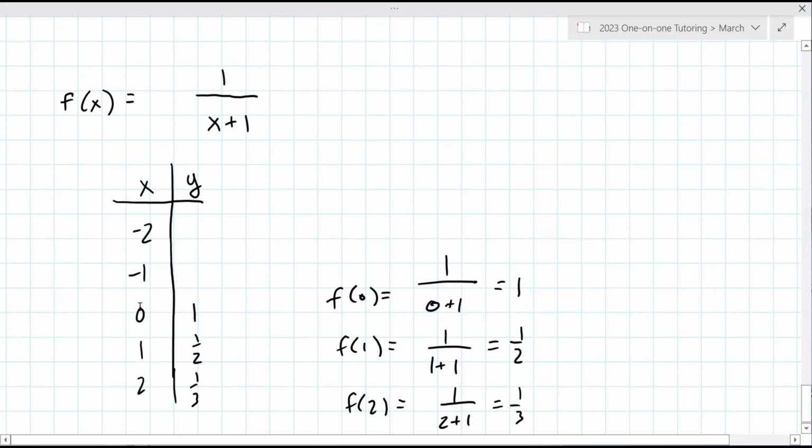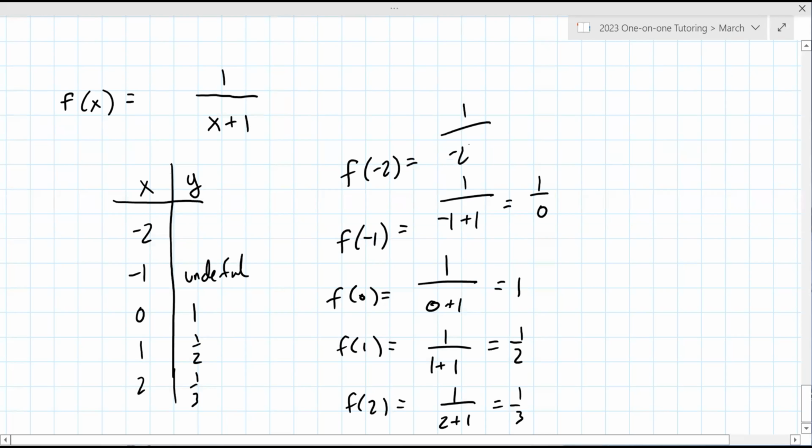But at -1, we're going to see that there's a problem. The problem is that -1 plus 1 is 0. You cannot divide by 0. So this is again undefined. Maybe you've even graphed these on your calculator, and you might see an error or something like that. We've got to figure out what this even means, and we'll do that in a moment. F of -2 is 1 over -2 plus 1, which is 1 over -1, which is -1 there. Any questions on that before I do some graphing with you?